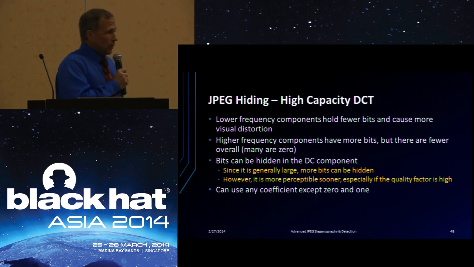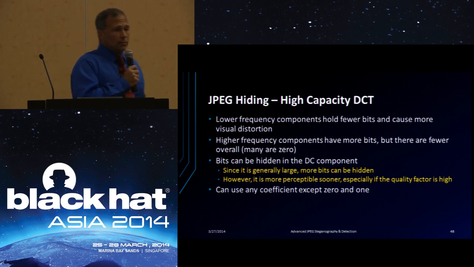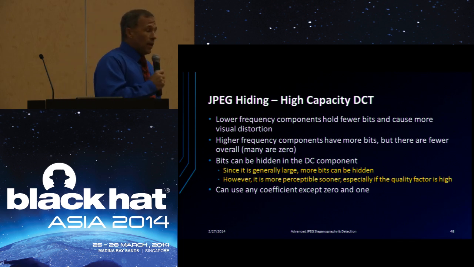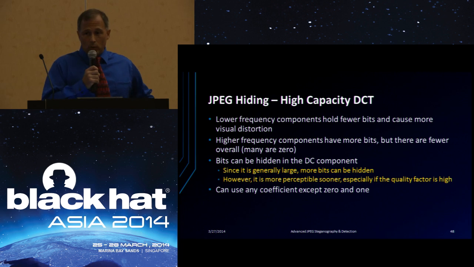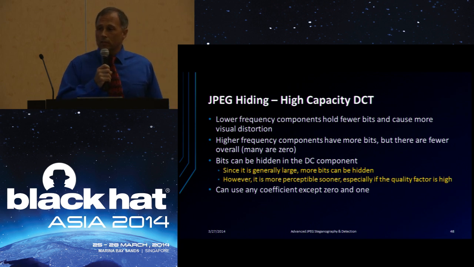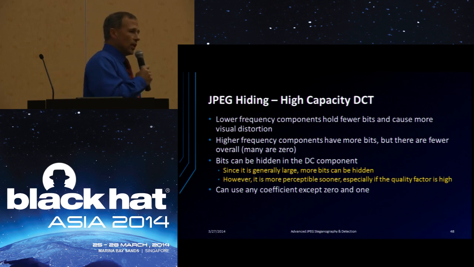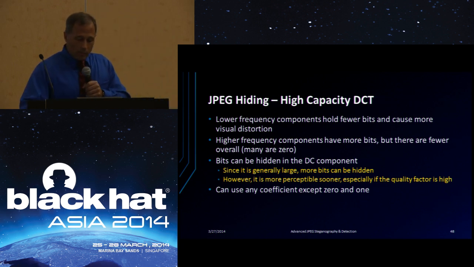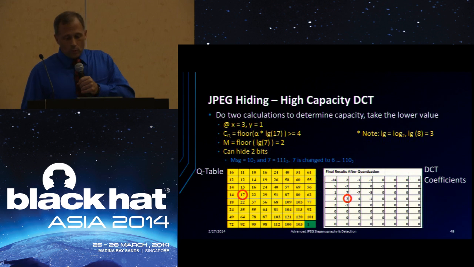Lower frequency components can generally hide more bits. They're usually larger, but they cause more distortion. Higher frequency components, you cannot hide as many bits in them because most of them go to 0. Remember, in the lower right-hand corner of the DCT coefficients, there were a lot of zeros. Those are the high frequency components. So we can hide in any coefficient that's not 0 or 1.